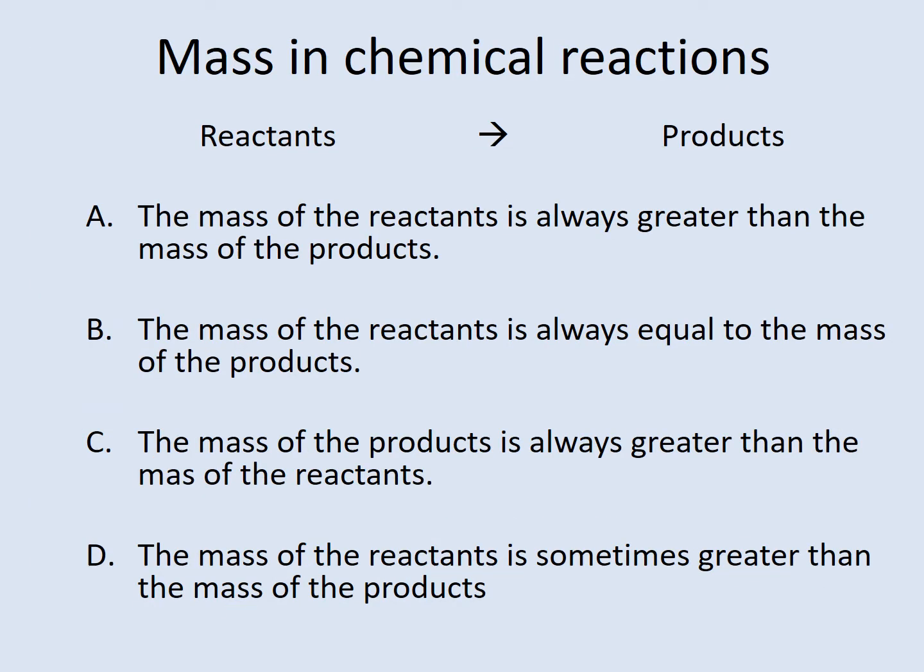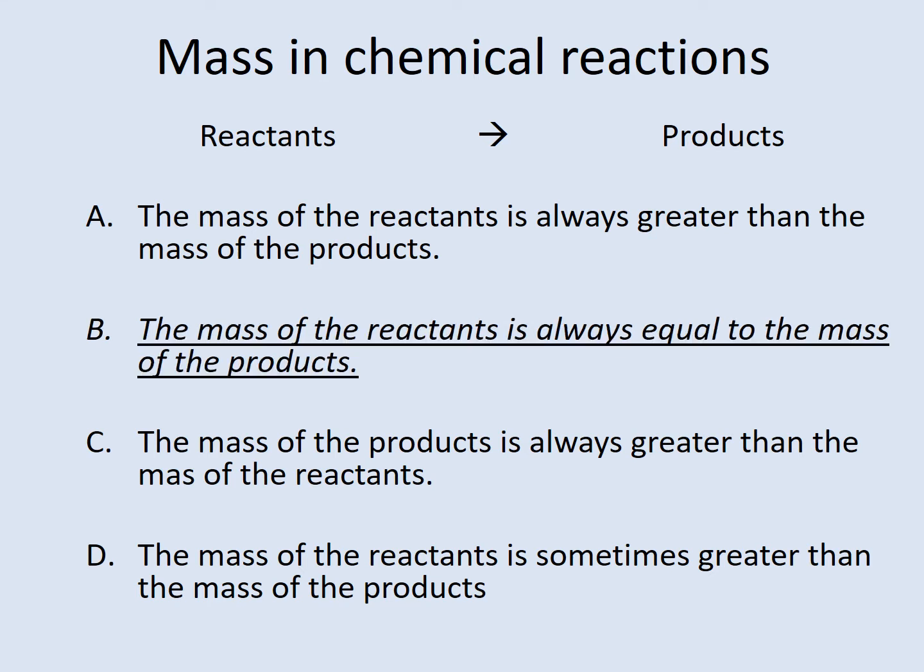Okay, another little thing just to check before we get into the actual balancing equations. If you have a chemical reaction, of course, the substances at the start called the reactants, and the reaction occurs, and then you have products at the end. I would just like you to pause this and decide which of those 4 statements is correct.